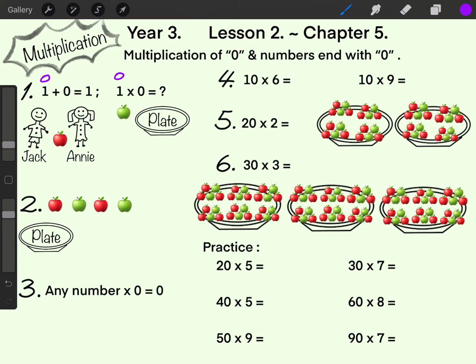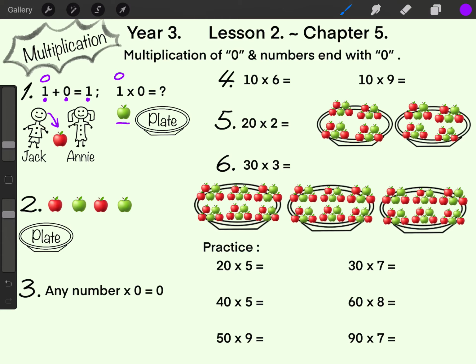First, let's check out the meaning of 1 plus 0 equals 1. For example, Jack has 1 apple. Annie has no apple. So Jack and Annie totally have 1 apple. That's 1 plus 0 equals 1. Now, what about 1 times 0?